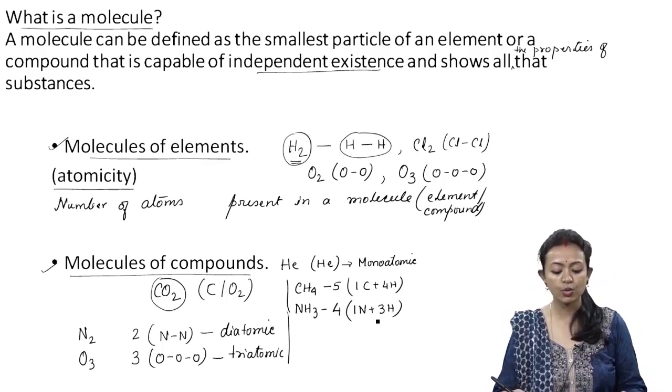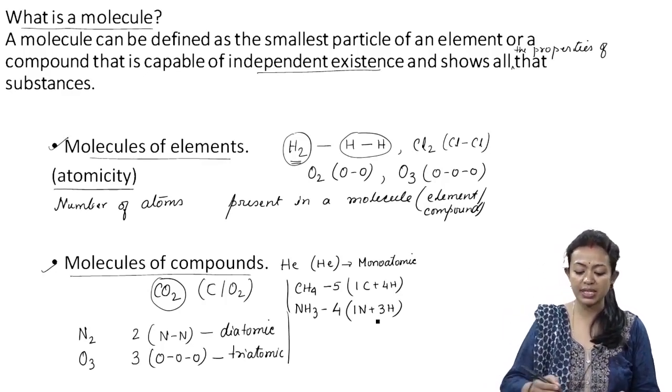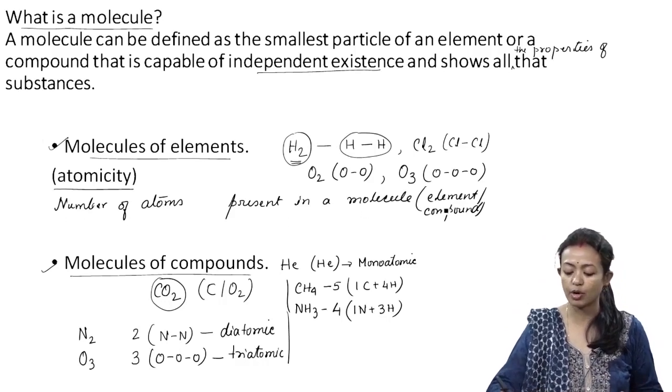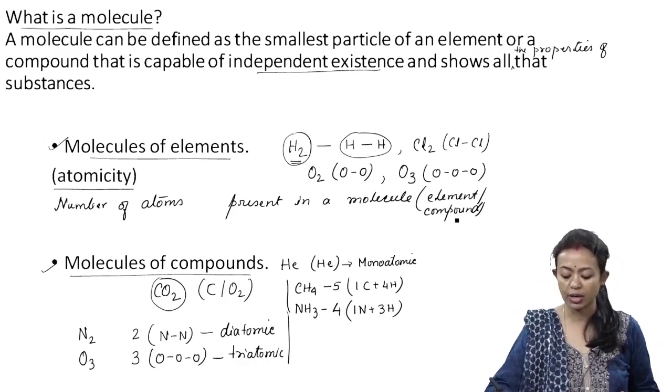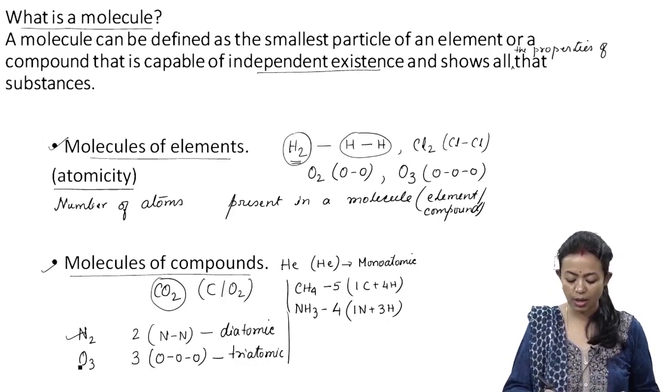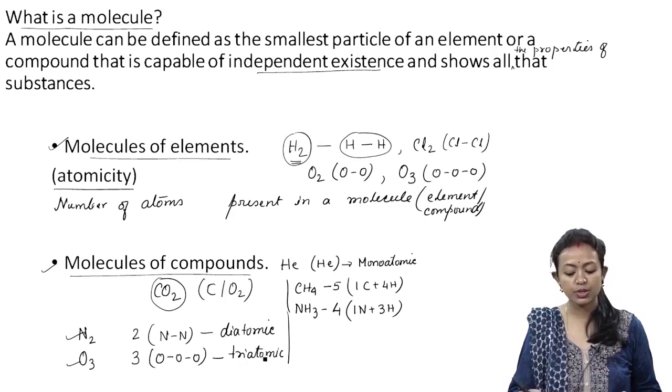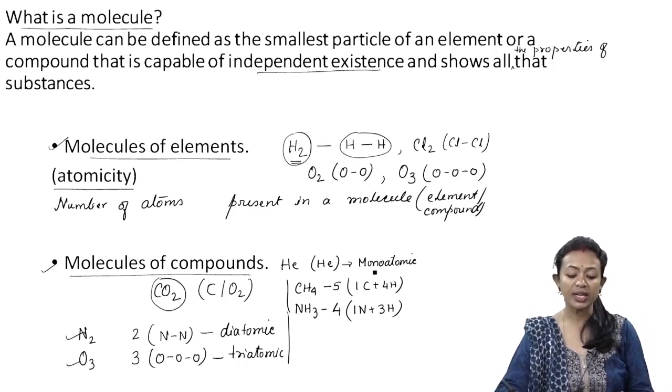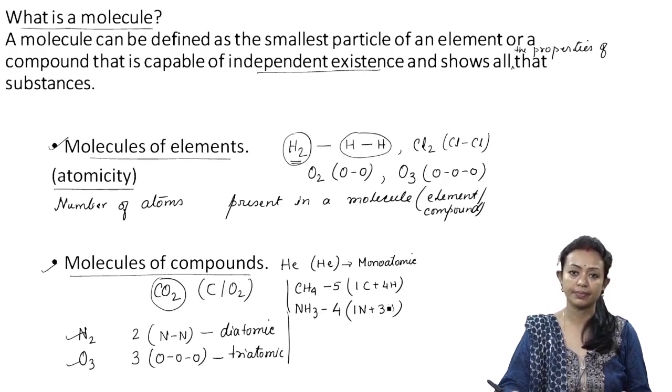So you have understood what atomicity is. Atomicity means the number of atoms present in a molecule, either of an element or a compound. So we had taken these examples: nitrogen, 2 atoms, so it is diatomic; ozone, 3 atoms, triatomic; helium, only 1, so it is monoatomic; methane, 5 atoms, that is, it is pentaatomic; ammonia, 4 atoms, so it is tetraatomic.